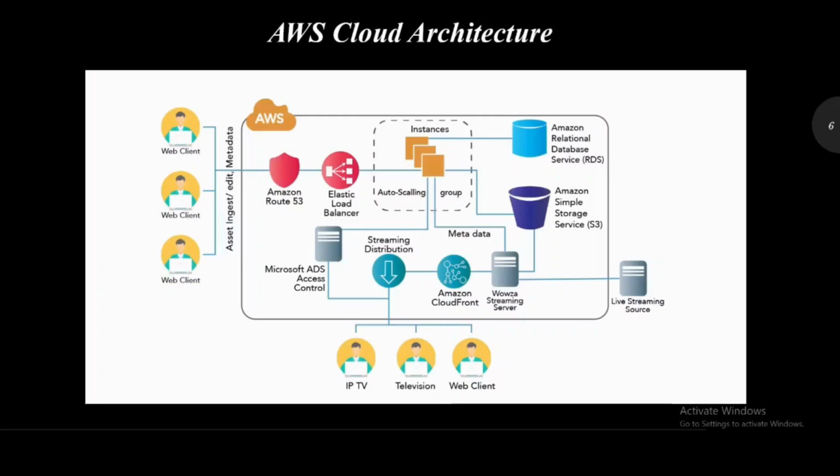Moving on to the topic, AWS Cloud Architecture. So this is the AWS Cloud Architecture. On the left hand side we have Web Client. Web Client is any application or device that interacts with AWS services via the internet. Next we have Amazon Route 53. Route 53 is a cloud-based domain name system web service provided by AWS.